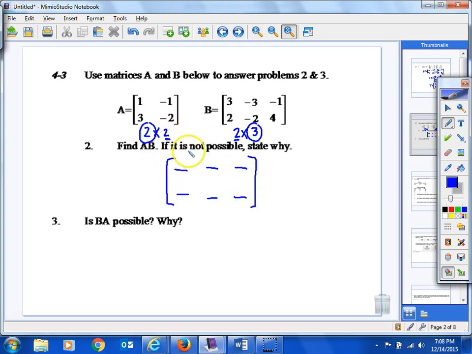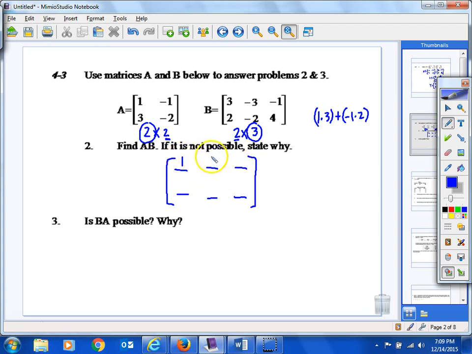And the way you multiply matrices together is by row times column. So for this element, which is in row 1, column 1 of my answer, I'm going to multiply row 1 of this A matrix times column 1 of the B matrix. And you just match up the elements. 1 times 3, let's write that over here to the side. 1 times 3, and you always add, and then do -1 times 2. Just add those products together. 3 plus -2 is 1.